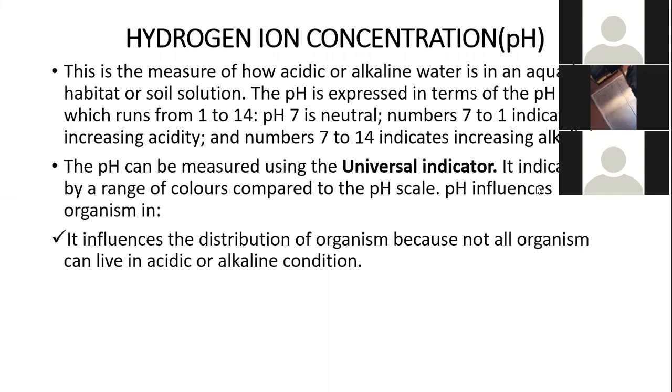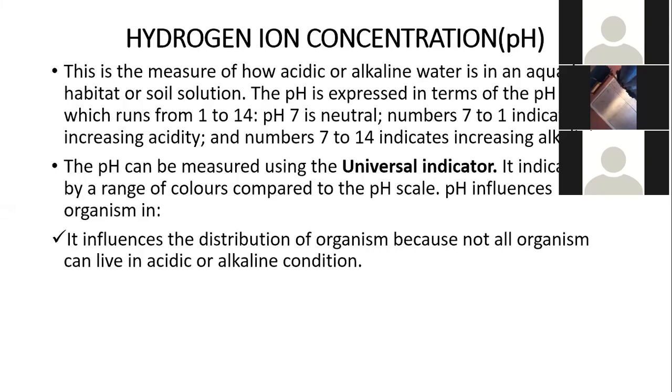Now, this pH scale runs from 1 to 14. pH 7 is a neutral point. Then from 7 downwards to 1 indicates increasing acidity. And from 7 moving upwards to 14 indicates what? Increasing alkalinity. So the word alkaline, you can put it as base. So acid and base. Now, I will show you an image of how this pH scale looks in conjunction with a universal indicator.